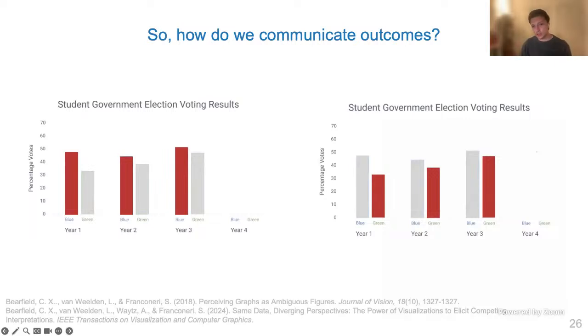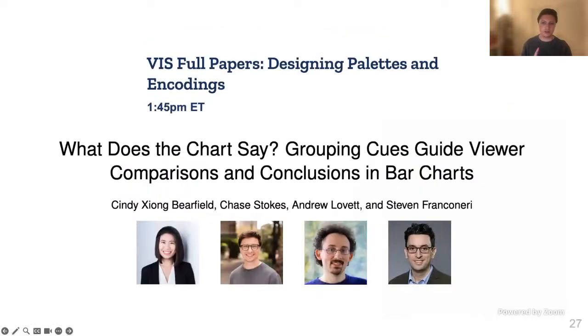But simply using color to emphasize a trend does not influence prediction. So just highlighting one set of bars over another using color did not have an impact on those blue-green predictions in year 4. If you're interested in hearing more about the impact of color and grouping, do check out our talk later today about grouping and color cues in bar charts as well.